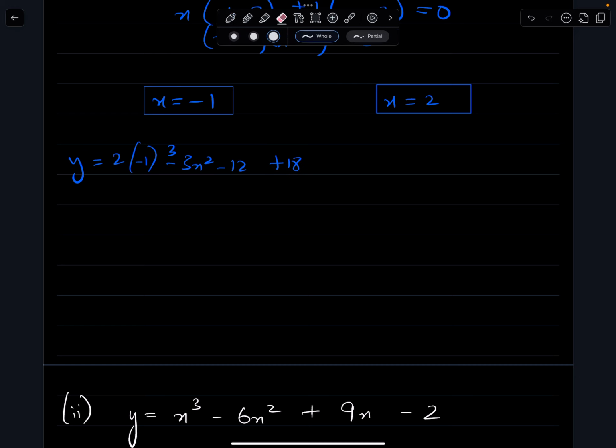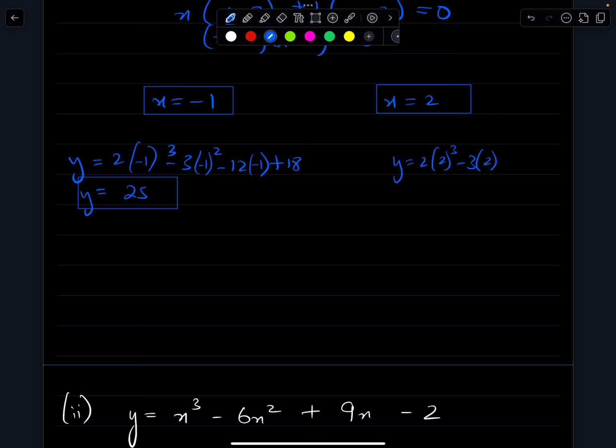Alright, minus 1 square and minus 1, and y turns out to be 25. I was correct. And in this case, we have a 2. So 2 cube minus 3, 2 square minus 12, 2 plus 18. And y turns out to be minus 2. Now you can make a separator till here.